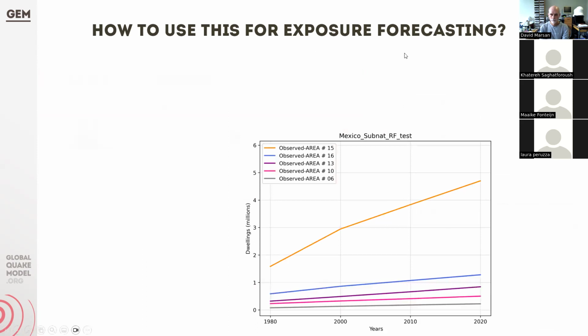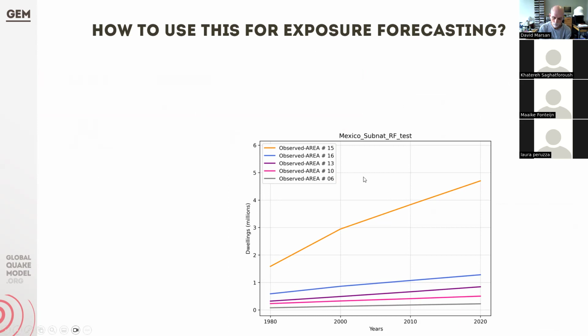And then you may be thinking, well, okay, so you build a model that is able to tell you or predict how much has been observed. So how can you use this to make, for example, a forecast into the future of how many more dwellings we're going to have, how many more residential housing units we're going to have?